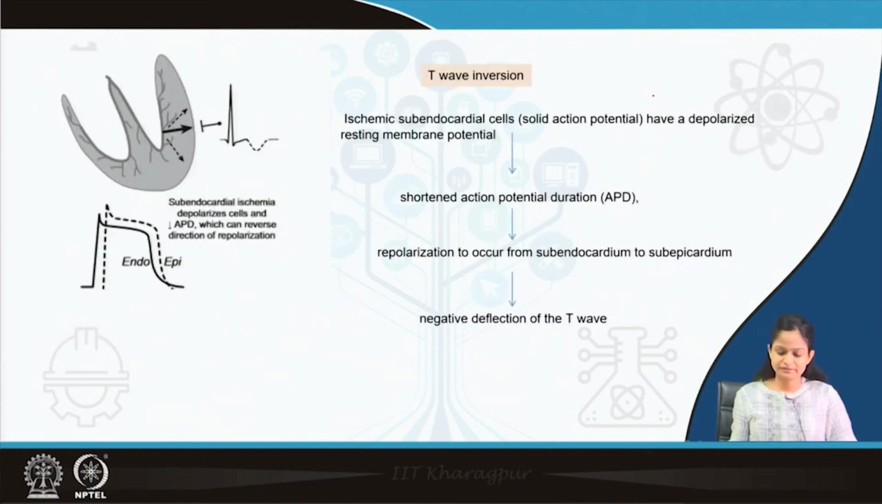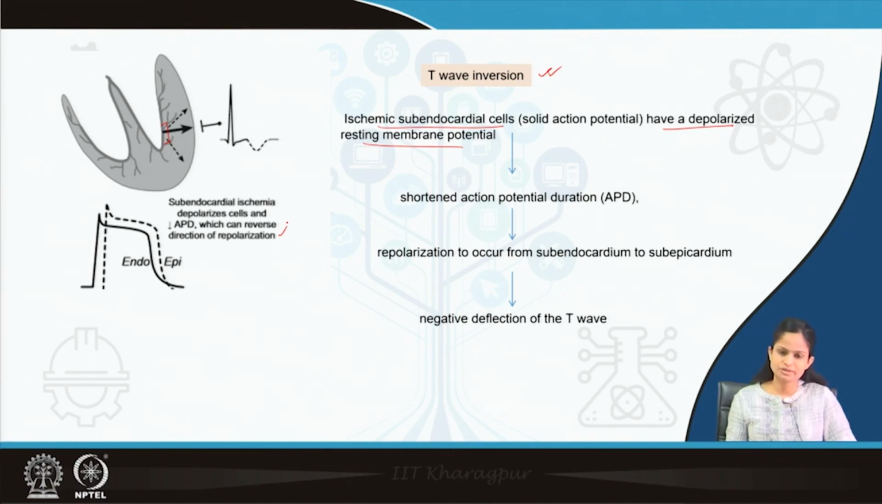So, first T wave inversion, why T wave inversion occurs. Now, whenever there is an ischemia, suppose subendocardial ischemia has occurred, ischemic subendocardial cells will tend to have a depolarized resting membrane potential. They will have reduced membrane potential or depolarized resting membrane potential. So, they will tend to have decreased action potential durations. Due to this, during repolarization the direction will get reversed, that will reverse the direction of the repolarization, which we get to see in case of normal ventricular cells.